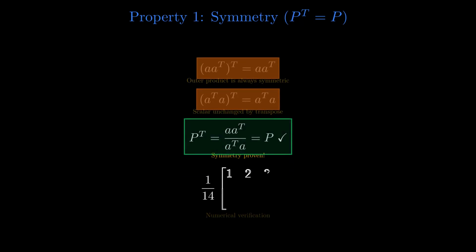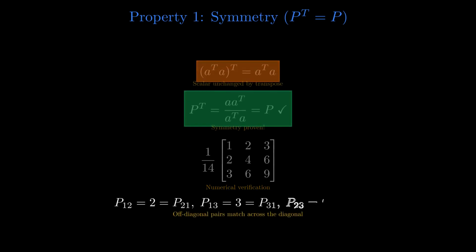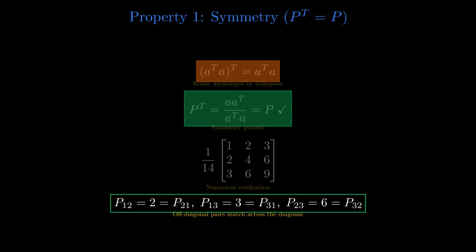You can verify this with our numerical matrix. The entries of 1/14 times the matrix with rows 1, 2, 3, 2, 4, 6, 3, 6, 9 read the same across the diagonal. For instance, the entry in row 1, column 2 is 2, and the entry in row 2, column 1 is also 2. The same holds for every pair of off-diagonal entries.